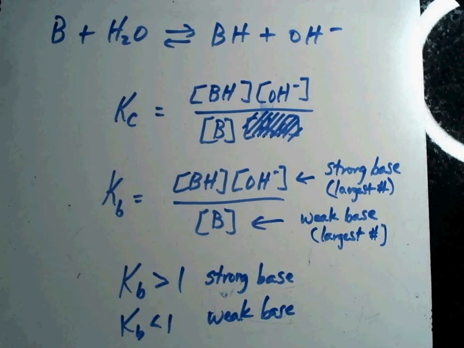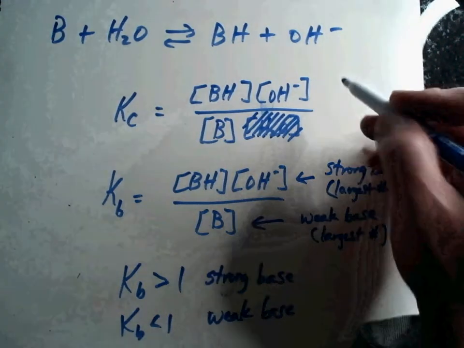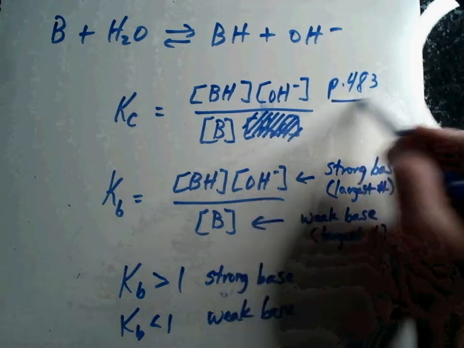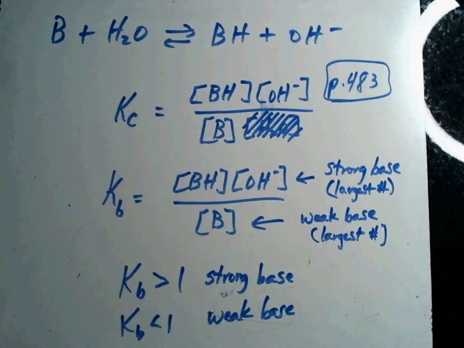Okay? So it looks very, very similar. So when you plug numbers in, Ka or Kb, if they're greater than 1, you know it's automatically a strong acid or base. If it's less than 1, it's going to be a weak acid or base. Okay? Now, if you want to reference that in your book, page 483 is where you can see all that derivation as you go along.